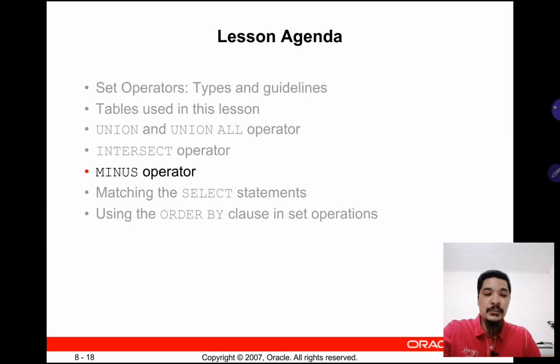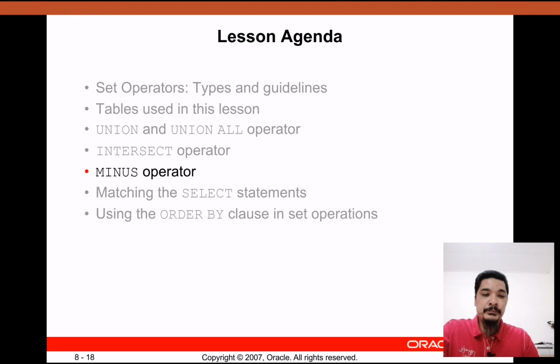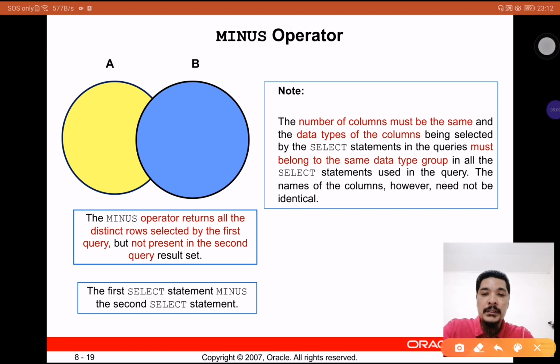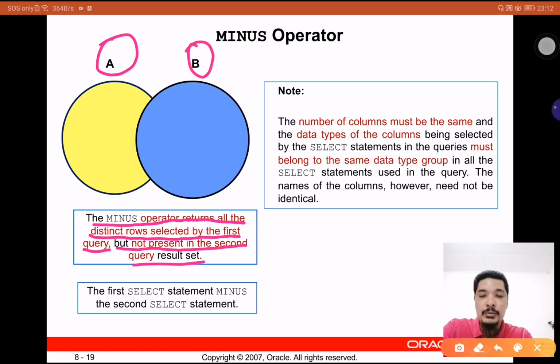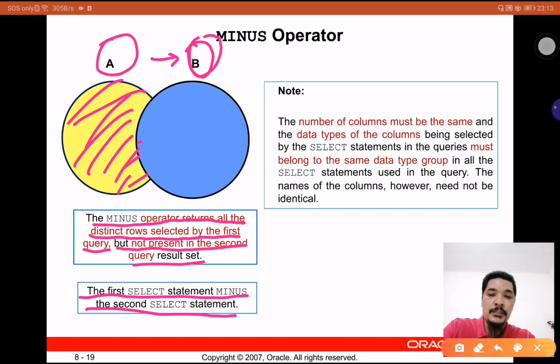The fourth one is the minus operator. The minus operator returns all the distinct rows selected by the first query but not present in the second query result set. This is the first query and this is the second query, so the output is only the yellow part. The first select statement minus the second select statement, A minus B, produces only this output.